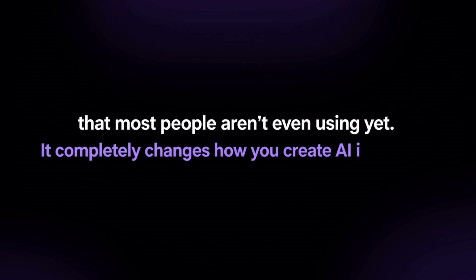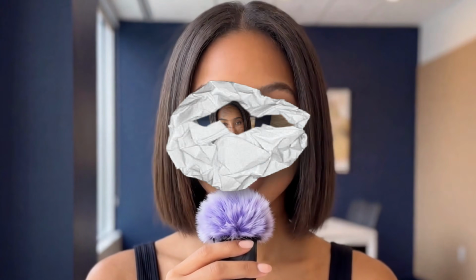It completely changes how you create AI influencers because you can now generate consistent, high quality images that actually look like a real person, not those random faces that change every time. Once you understand how to use this properly, you can keep one character consistent across all your videos and make everything look clean, professional, and realistic. So let me show you exactly how this works.